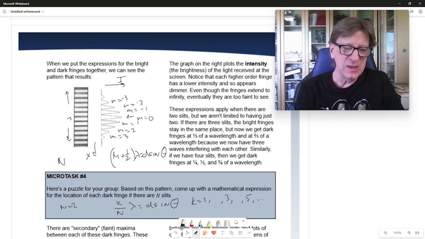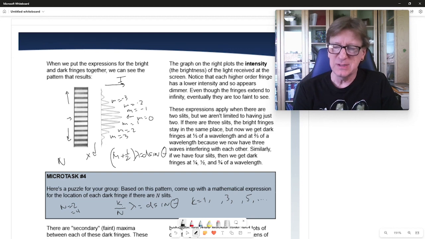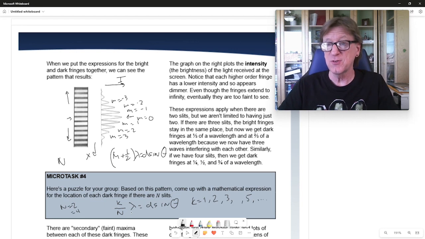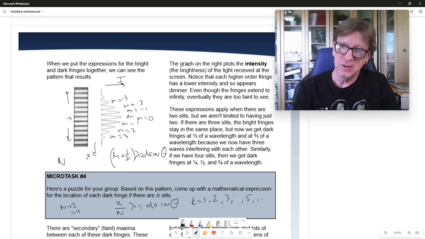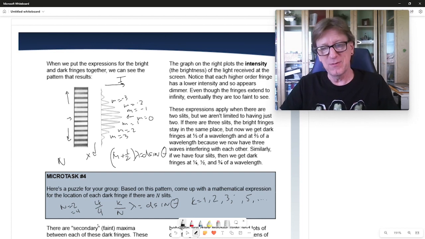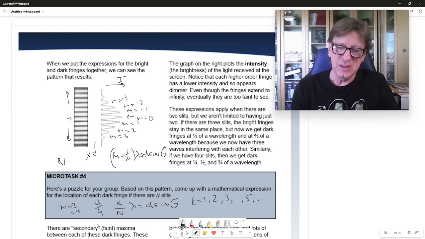So if n equals 4, then I should get it at 1/4, 1/2, and 3/4. Well, okay, 0 obviously still is not going to work. 1 works. 2 now, 2 over 4 is going to be 1/2. That's going to be a dark fringe. That's what we want. 3 still works. That's 3/4. 4, though, does not work. Do you see that? Because now I've got 4 over 4, and that should be a bright fringe.